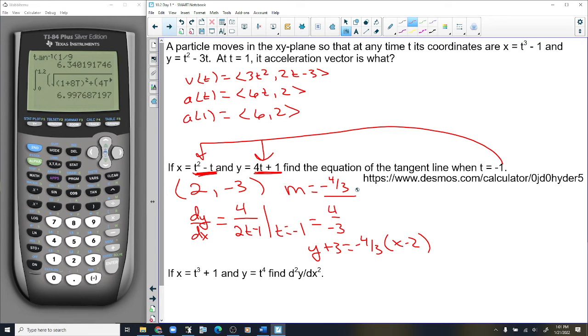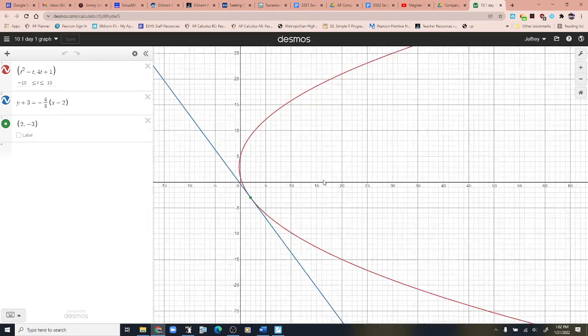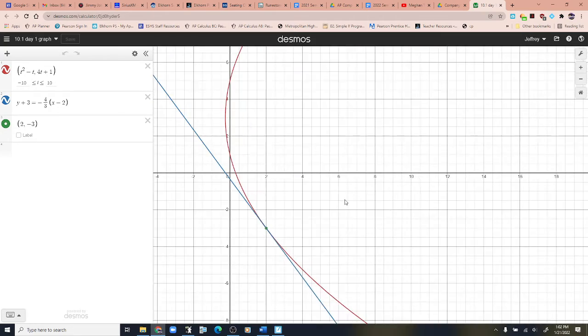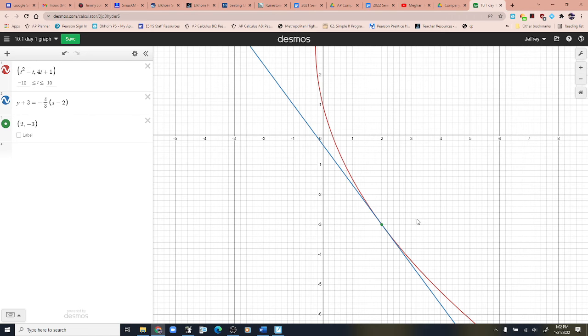Now, I plotted this on Desmos to show what we actually found. There's the curve, and we have the equation of the tangent line at the point 2, negative 3. So 2, negative 3, there it is. If you zoom in on it, you can see that that's actually the point 2, negative 3 right there, and there's the tangent line to the curve.